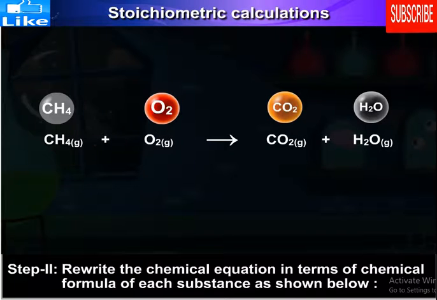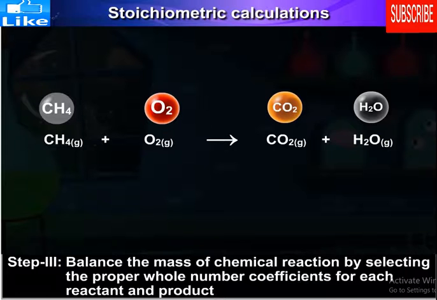Step 2. Rewrite the chemical equation in terms of the chemical formula of each substance, as shown below. CH4 in gaseous form plus O2 in gaseous form gives CO2 in gaseous form plus H2O in gaseous form.